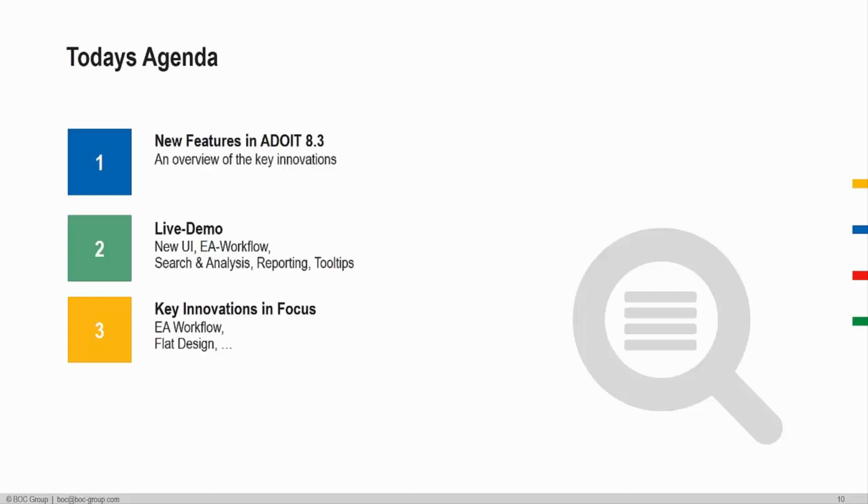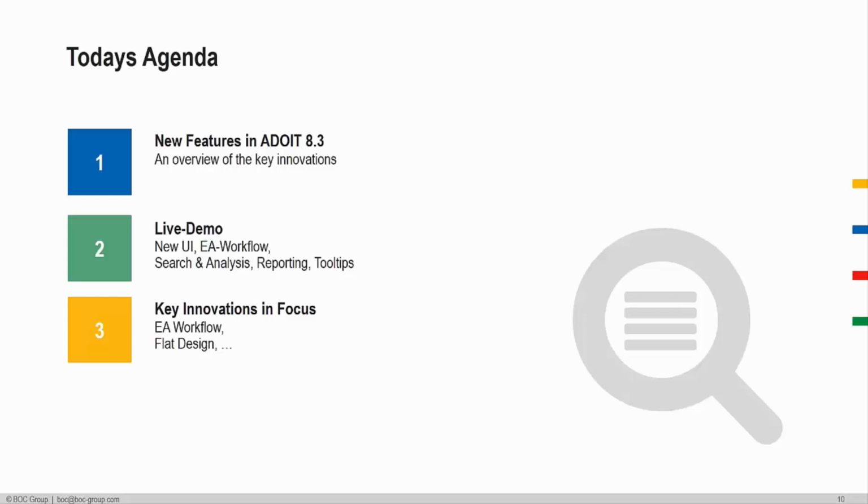Then next up will be, again, just looking at the main features today, but looking at them directly in the tool, so directly in ADOIT. We're going to take an in-depth look at the new enterprise architecture workflow process and how the various stakeholders are involved, such as the architects and our typical contributor roles.